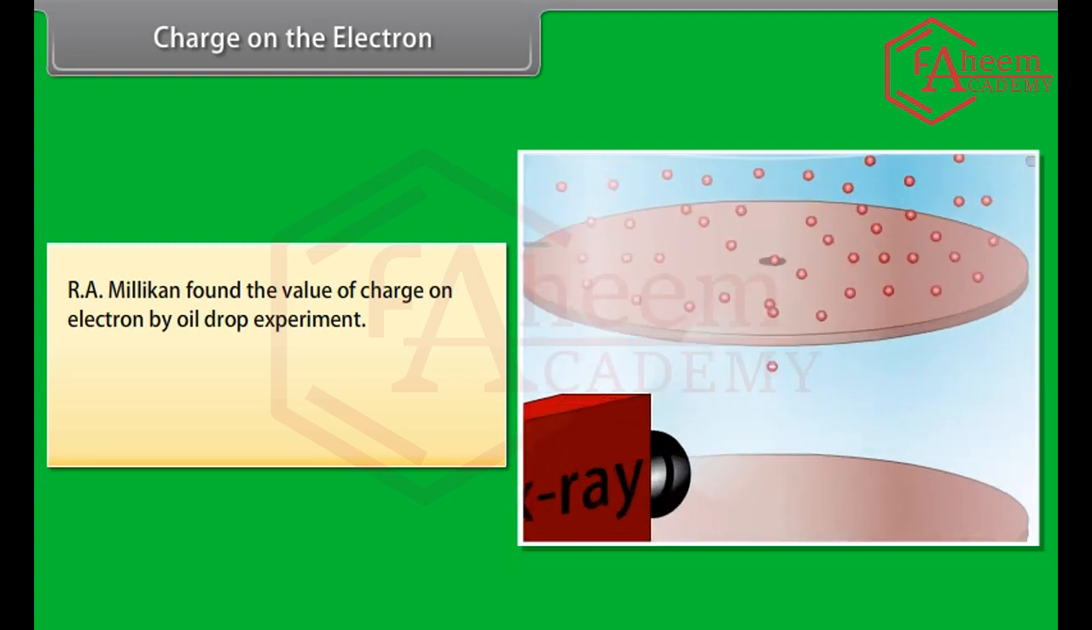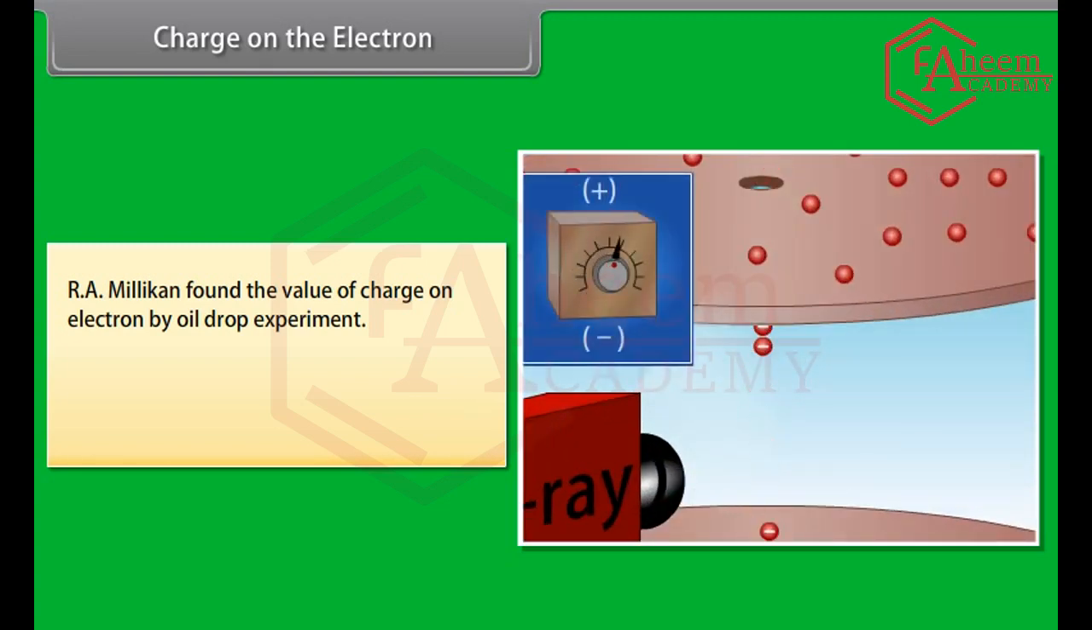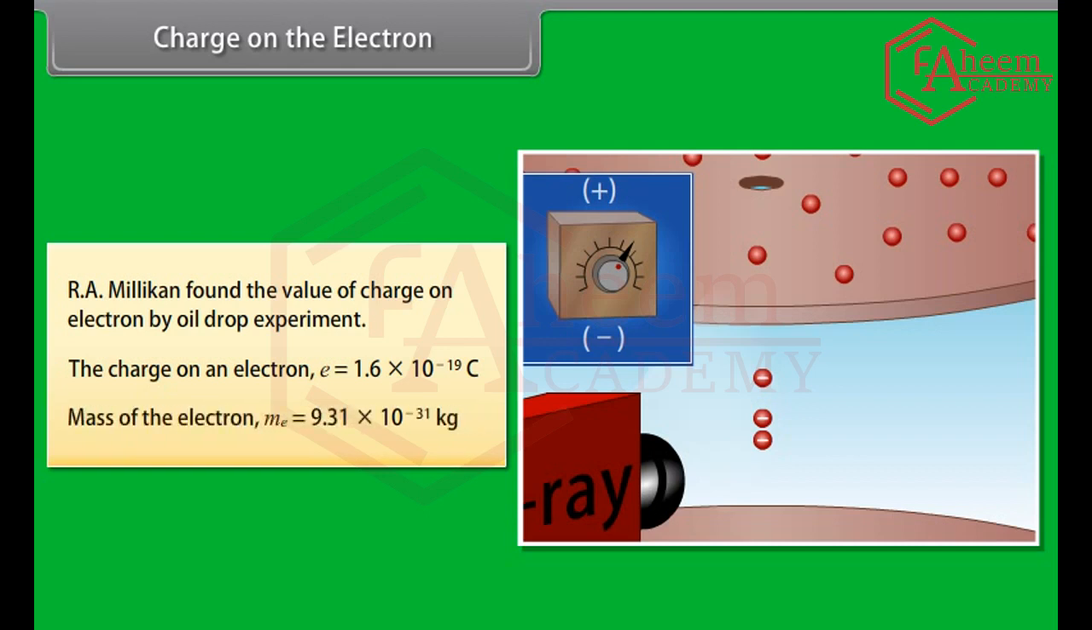The space between charged plates is irradiated with X-rays. The X-rays ionize the molecules of air. One or more electrons thus produced may be absorbed by an oil droplet. Thus, the charge on an electron e is equal to 1.6 x 10^-19 coulomb. Mass of the electron me is equal to 9.31 x 10^-31 kilogram.